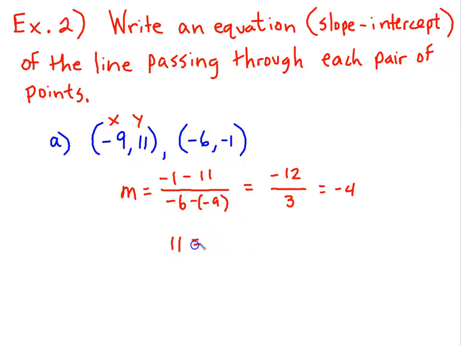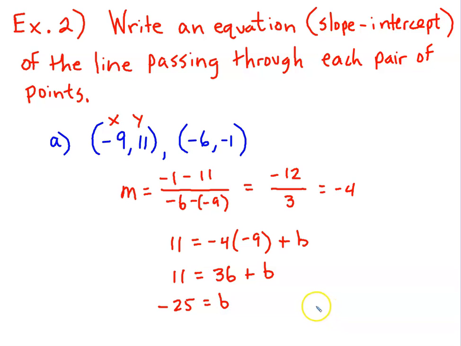Y equals mx, and we'll solve for b. 11 equals 36 plus b. Subtract 36 from both sides, and we get b is -25. So our final answer in slope-intercept form is y equals -4x minus 25.